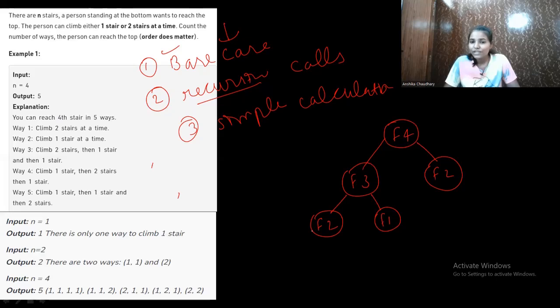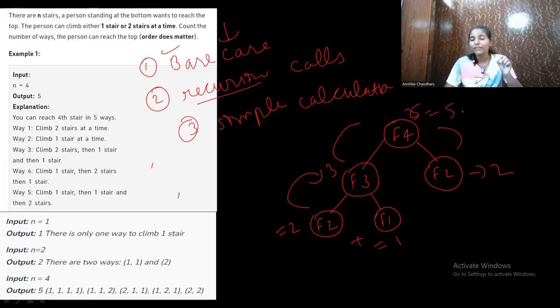f2 is our base case, so it will return 2. f1 is also our base case, so it will return 1. So it will be 2 plus 1, which is 3. So this will return 3 and this will return 2. Okay, so 3 and 2 will become 5. So there are only 5 ways to reach the fourth step. So this is how the recursion tree works here.